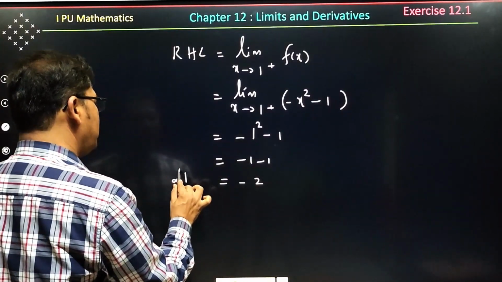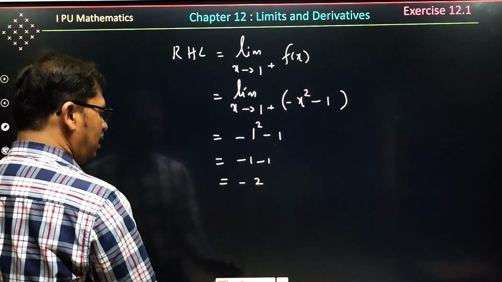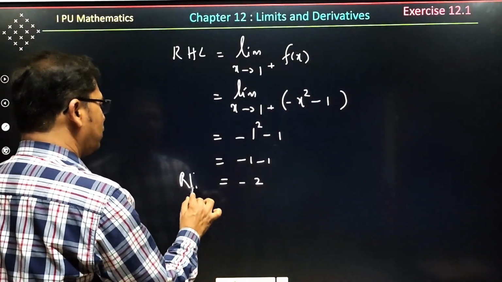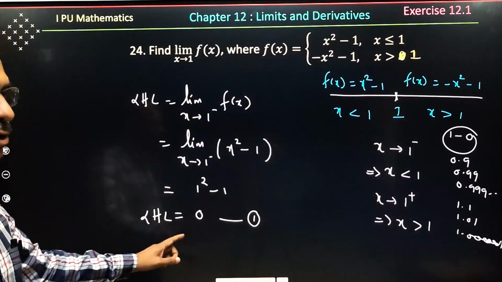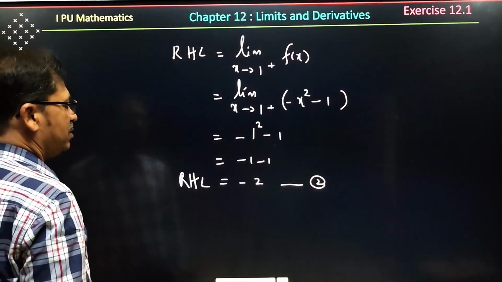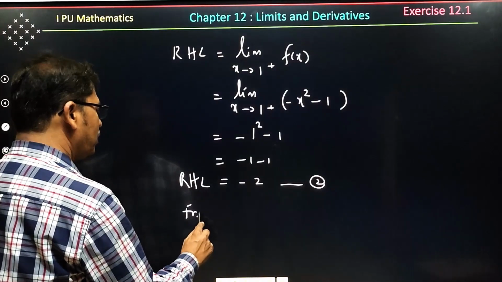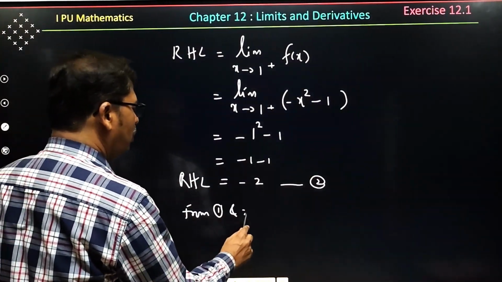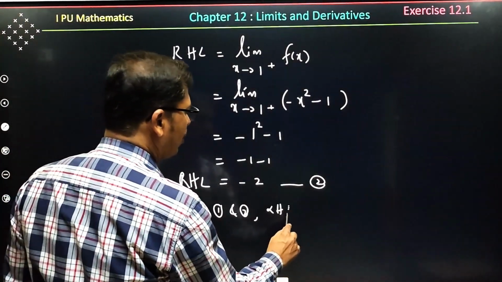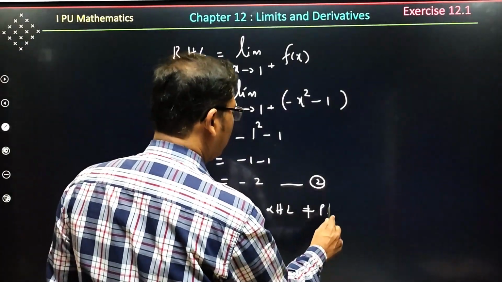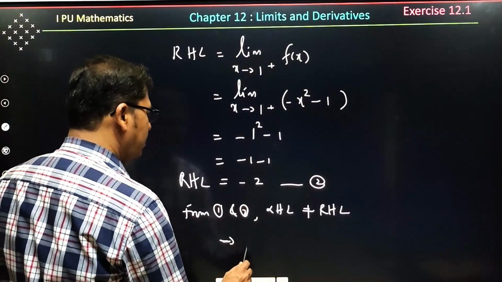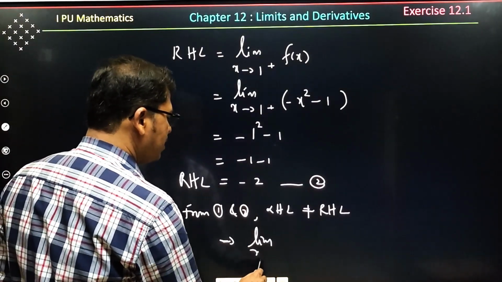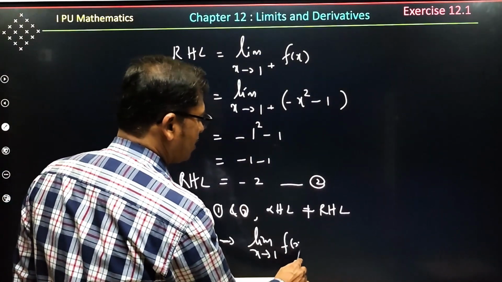Left hand, sorry, this is the right hand limit. You got the right hand limit value. Call this equation number 2, and you compare 1 and 2. Left hand limit is 0. See, right hand limit is minus 2. Now from 1 and 2, we check whether left hand limit is equal to right hand limit. Both are different here. Therefore, we conclude that the limit as x extends to 1 of f(x) does not exist.